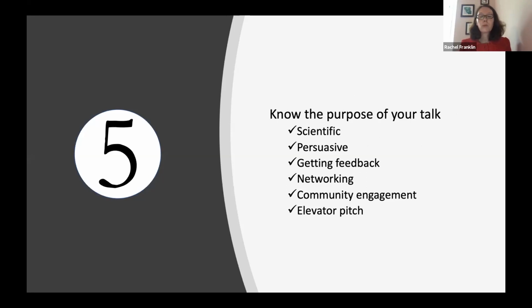If you're looking for networking, then think about how what you're doing can connect to other ongoing research in your field. If it's community engagement, what you want is for people to leave excited about your topic and understanding why it matters for the real world, which is slightly different from what we would do in an academic setting where we're really trying to persuade people about the importance, but also the quality of the research.